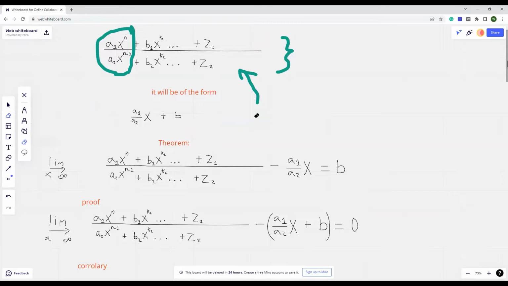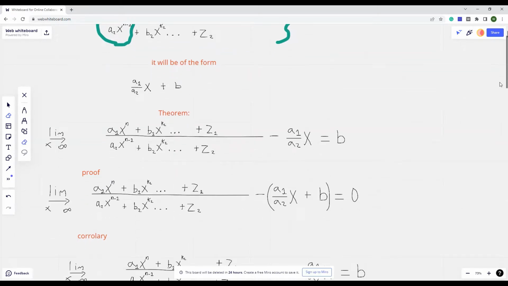So we'll get started on that. We're going to start with this theorem. You take the rational function, the ratio of the two polynomials, whatever it is, and you subtract the linear equation, a sub 1 over a sub 2 times x. The limit as x approaches infinity of the rational function minus the linear equation equals b. That equals the intercept.